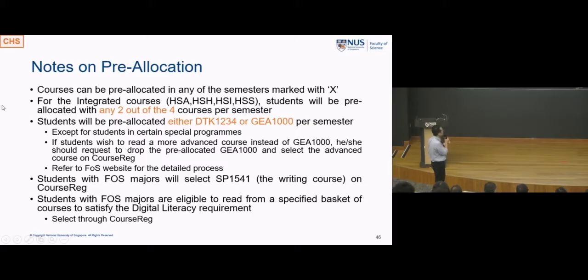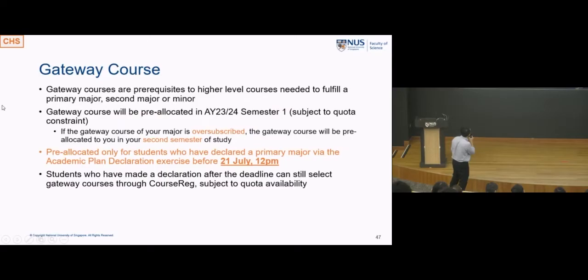For the digital literacy, like I mentioned, there will be a basket of courses that fulfills that digital literacy requirement. So this will not be pre-allocated to you. You decide which one you want and go ahead to select them in CourseReg, which is something that I will explain to you how this is done. All right, something that you have to do at the beginning of every semester.